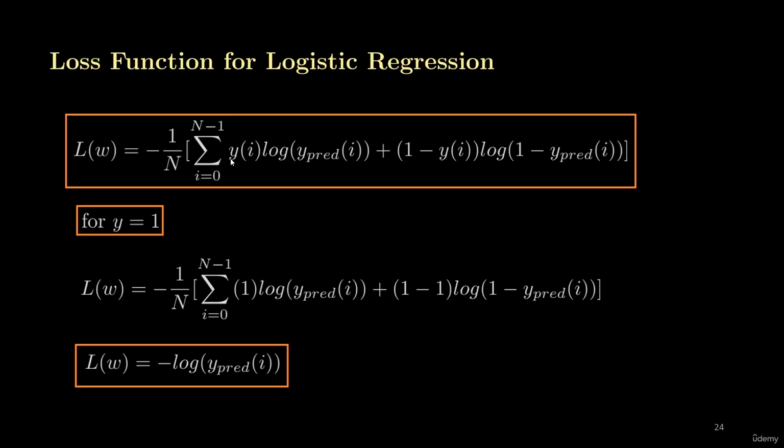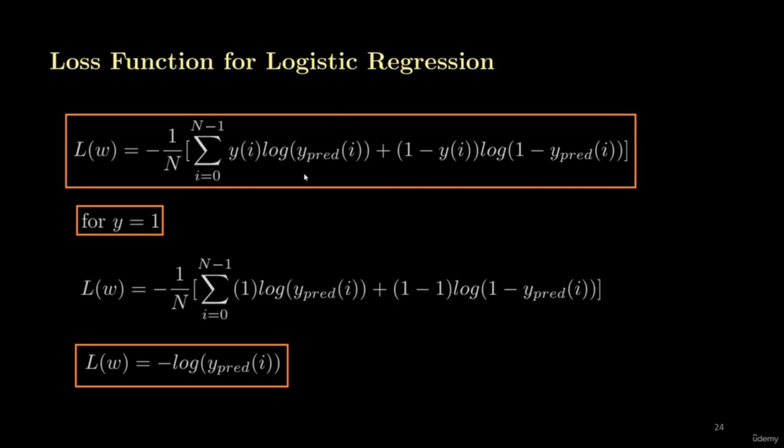This y_i is the target value of the ith sample. This is the predicted value, and here there is a log. Then there is a second term. Here there is 1 minus y_i. This is again the target value, and this is the predicted value. So we can see that we have a log, we have the target value, we have the predicted value, and we have to add all of them. So this is the loss function for the logistic regression.